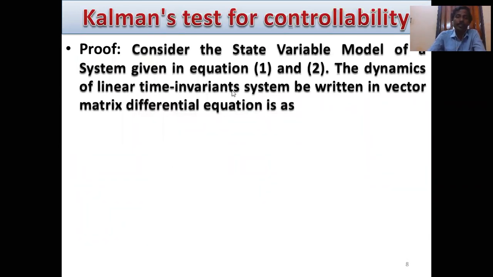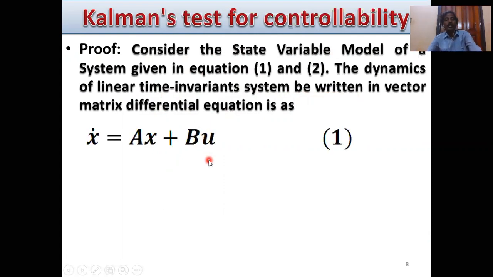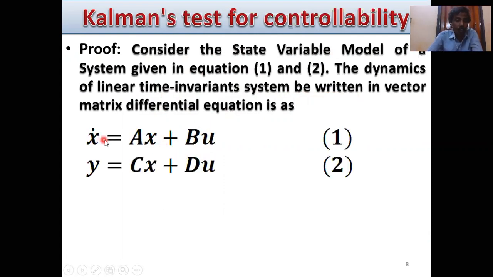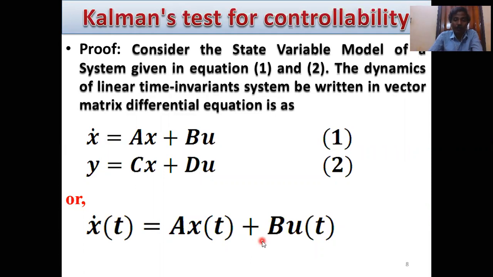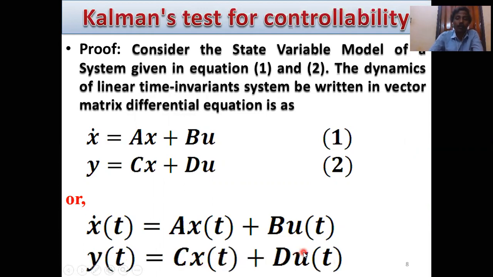Proof. So the Kalman test proof, the controllability test proof. Consider the state variable model of a system given in equations 1 and 2. The dynamics of a linear time invariant system can be written in vector matrix differential equation form as x dot equals Ax plus Bu, y equals Cx plus Du, or x dot of t equals Ax of t plus Bu of t and y of t equals Cx of t plus Du of t. This is the vector matrix differential equation.